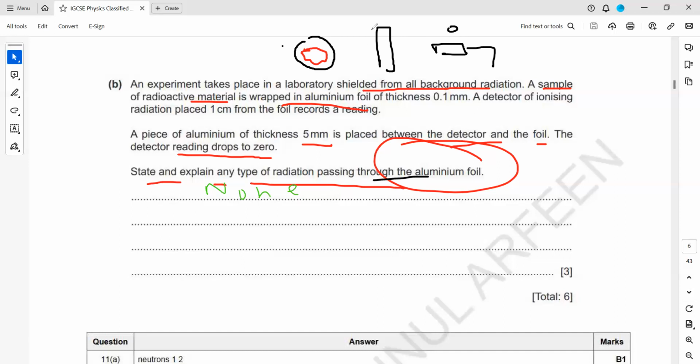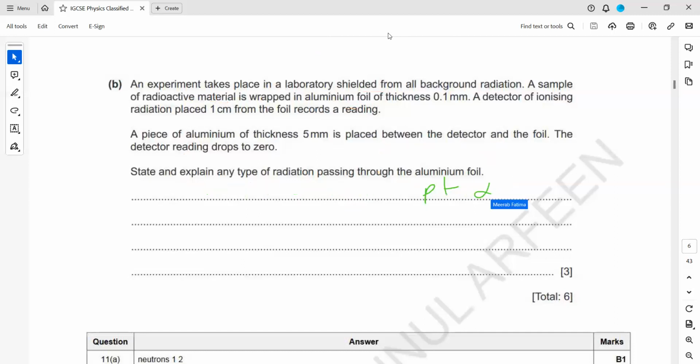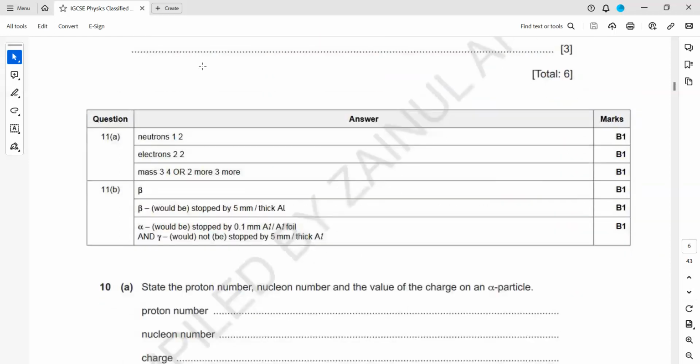Yes, you can, but instead of 3 marks, you cannot say. I will just a minute, Mira. See the sample answer.